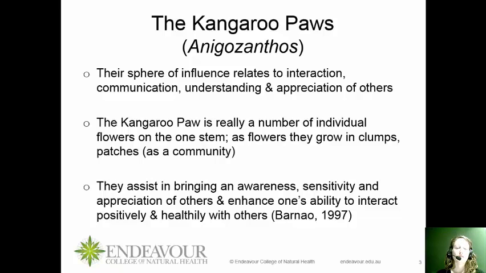Now this is from the Living Essences, and they do quite a few kangaroo paws. What they believe kangaroo paws are for: sphere of influence relates to interaction, communication, understanding and appreciation of others. So in communication, it's effective communication where there are no assumptions being made, no undercurrents, just honest, open communication. And this may have a lot to do with growing in clumps in communities. They assist to bring awareness and sensitivity to others, and in situations where one has to interact continuously.